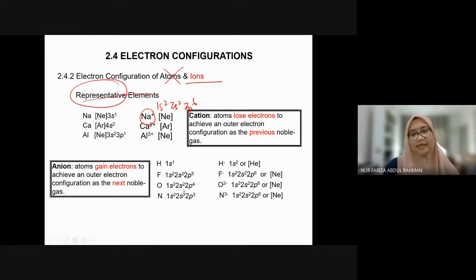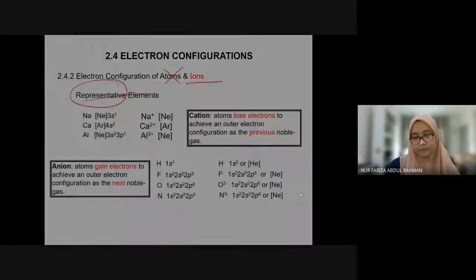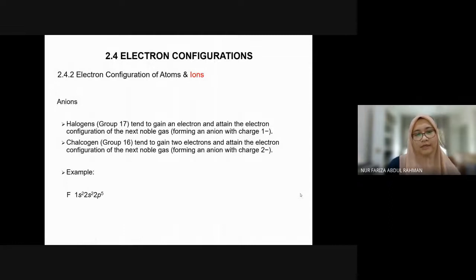Oxygen, it accepts 2 electrons to become again neon. Nitrogen accepts 3 electrons in order to become neon.